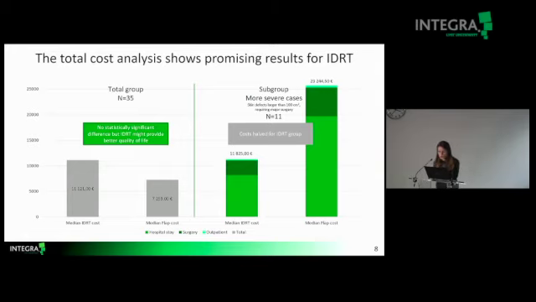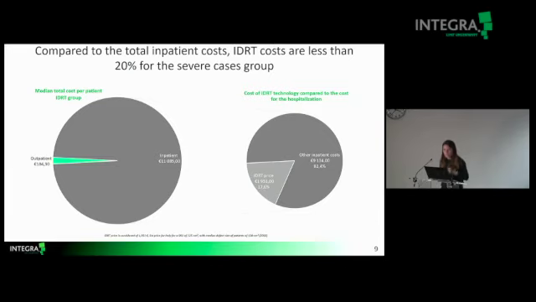And in this total cost, it's interesting to know what is the real weight of idrt in this total cost of the stay. And here you can see that from those more than 11,000 euros, idrt has cost less than 2,000 euros. So idrt is below 20% of the total cost.